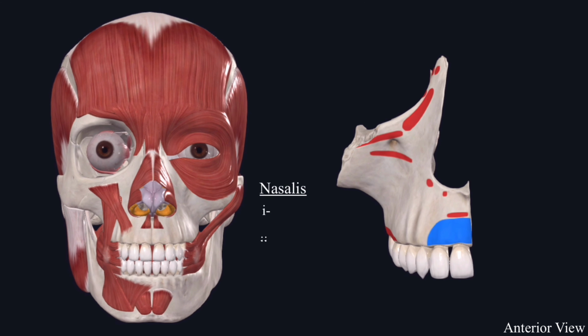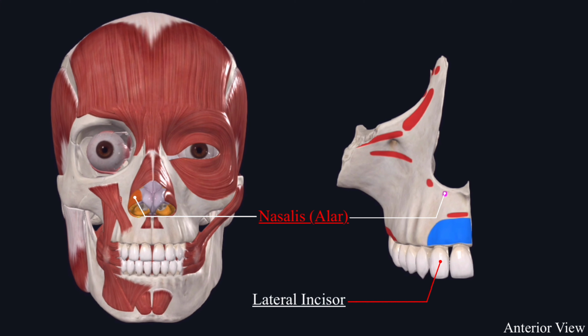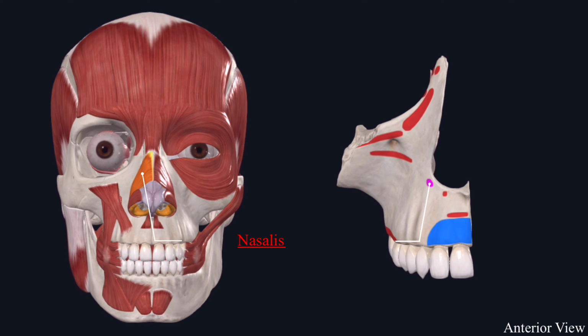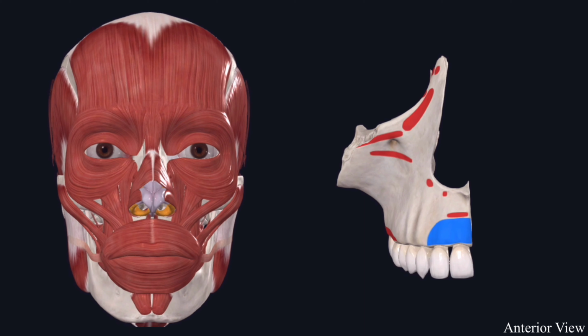Nasalis muscle has two parts, that is, the alar part and the transverse part. Both of these parts originate from the anterior surface of the maxilla bone. The alar part originates over the lateral incisor. This is the lateral incisor, and above it originates the alar part, while the transverse part originates just lateral to the nose. The only muscle inserted on the anterior surface is orbicularis oris, which is attached down and medially on the anterior surface.